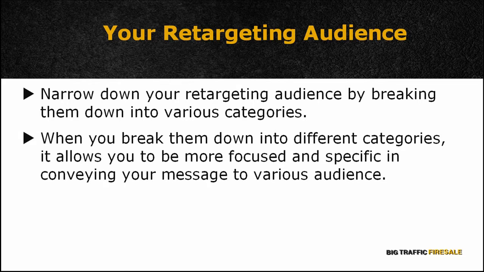The third step is to narrow down your retargeting audience by breaking them down into various categories instead of grouping them into a single entity. For instance, you may have audiences with different interests, age groups, and locations. When you break them down into different categories, it allows you to be more focused and specific in conveying your message to various audiences.